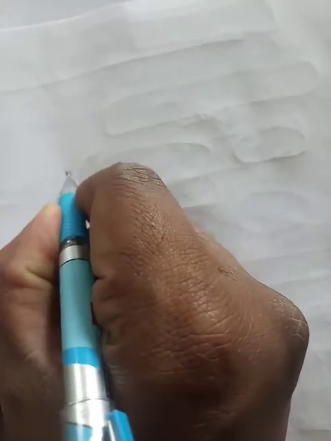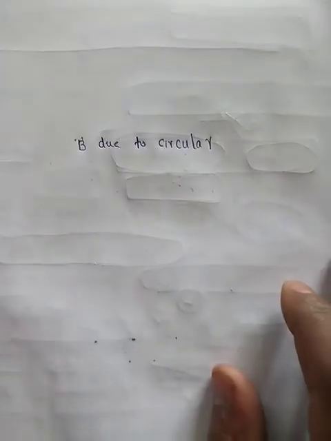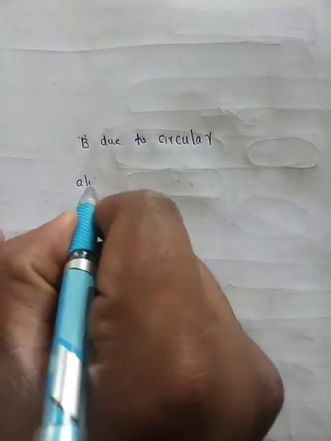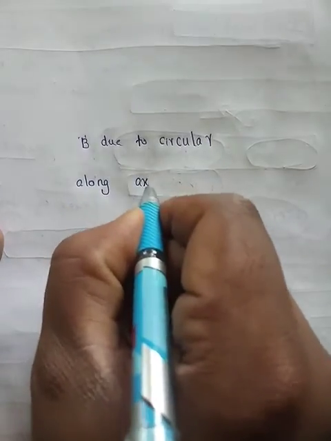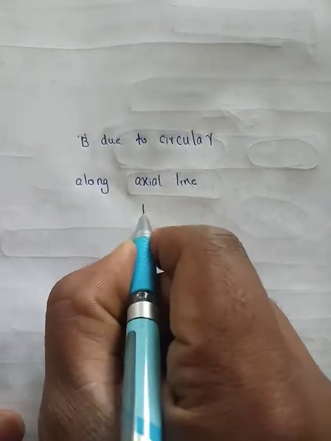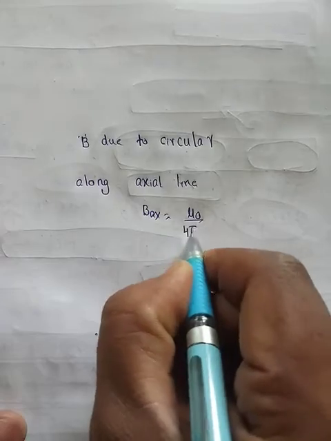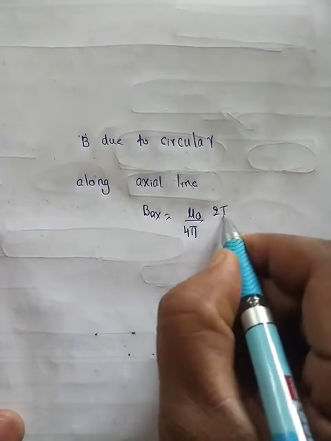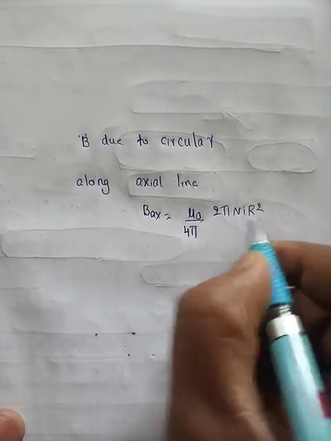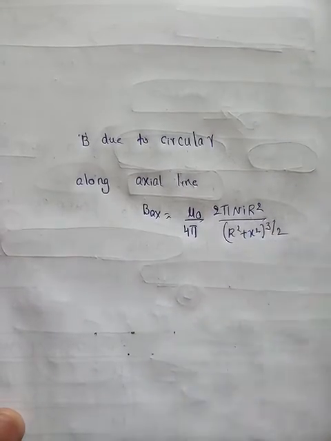First one is magnetic field due to a loop. Which loop? Circular loop. Along which line? Along the axial line. So what is the formula for this one? B axial equals mu naught by 4 pi, 2 pi n I r square by (r square plus x square) whole power 3 by 2.